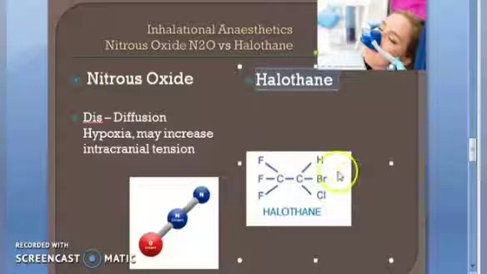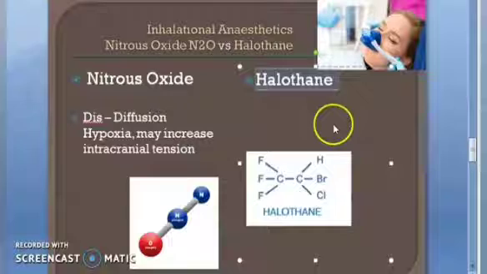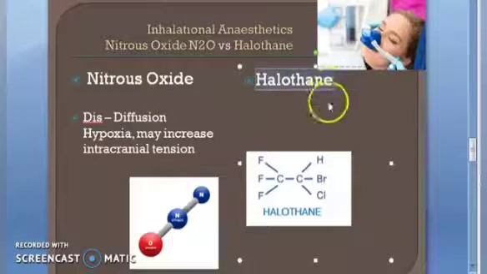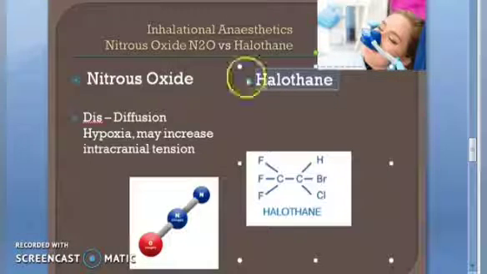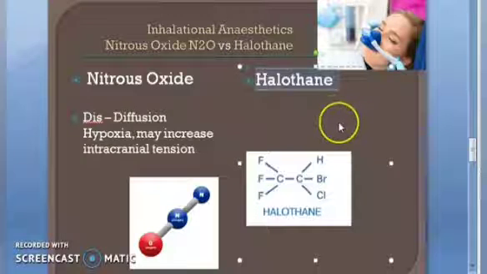The margin of safety is not wide. However, nitrous oxide had a good margin of safety. Halothane, not such a good margin of safety, guys. It is an anesthetic, yes. It has poor analgesia. It is the opposite of nitrous oxide. Nitrous oxide had good analgesia, but it was a poor anesthetic. Halothane is a potent anesthetic, poor analgesic.